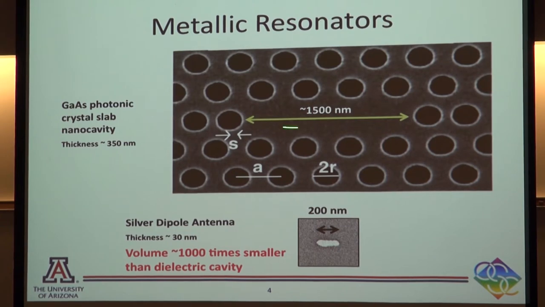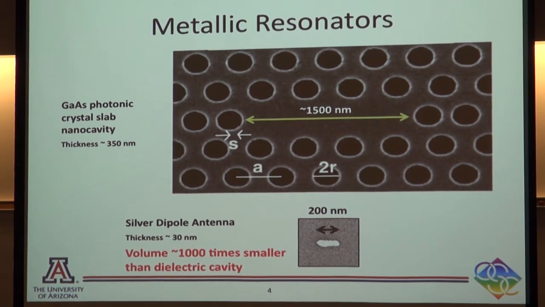But okay, so this is kind of the end of at least my photonic crystal cavity story. The next level of intelligence was to say, okay, if we cannot improve the Q of our cavity, maybe we can do something curious with cavity QED if we go to a smaller volume. Instead of the dielectric cavity, we can have a metallic cavity, which is effectively a silver dipole antenna. The volume of this cavity will be 1,000 times smaller.